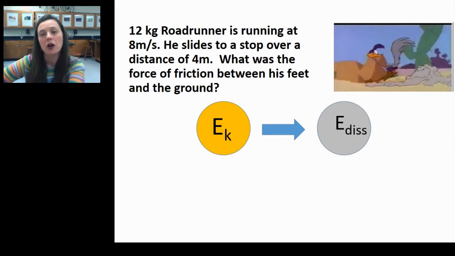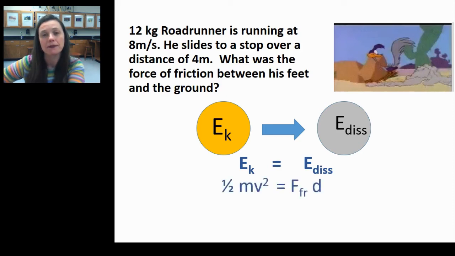In this situation, we have Roadrunner's kinetic energy dissipating as he slides. All of his initial kinetic energy was dissipated due to friction. That means we can set the initial amount of kinetic energy equal to the dissipated energy. Using the equations we have just discussed, that means that 1/2 mv squared equals the force of friction multiplied by the slide distance.